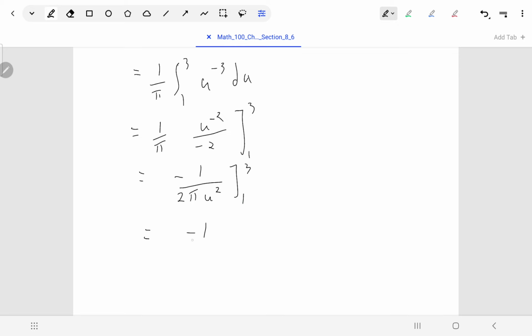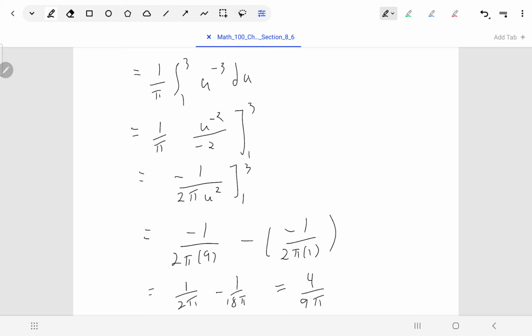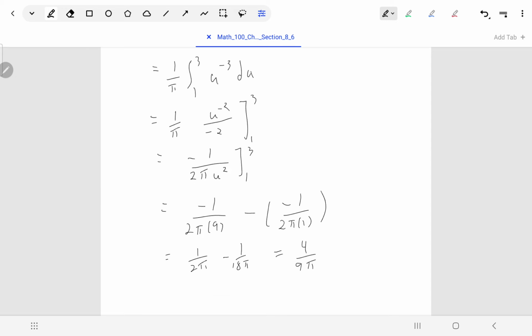So we get negative 1 over 2 pi times 3 squared, minus negative 1 over 2 pi times 1 squared. So we'll have 1 over 2 pi minus 1 over 18 pi, and that gives me 4 over 9 pi once I simplify it. And so there we go. That is the average position for my object over that interval from 0 to pi.